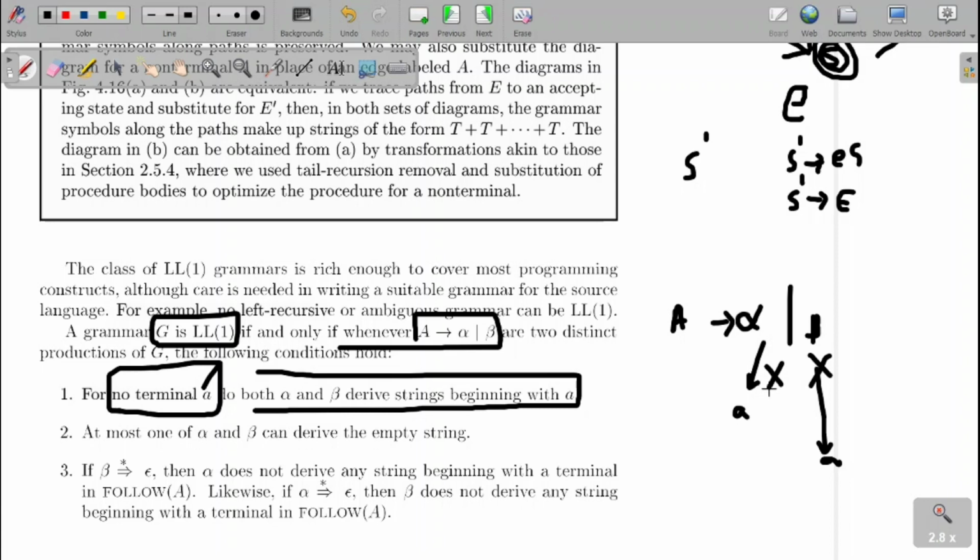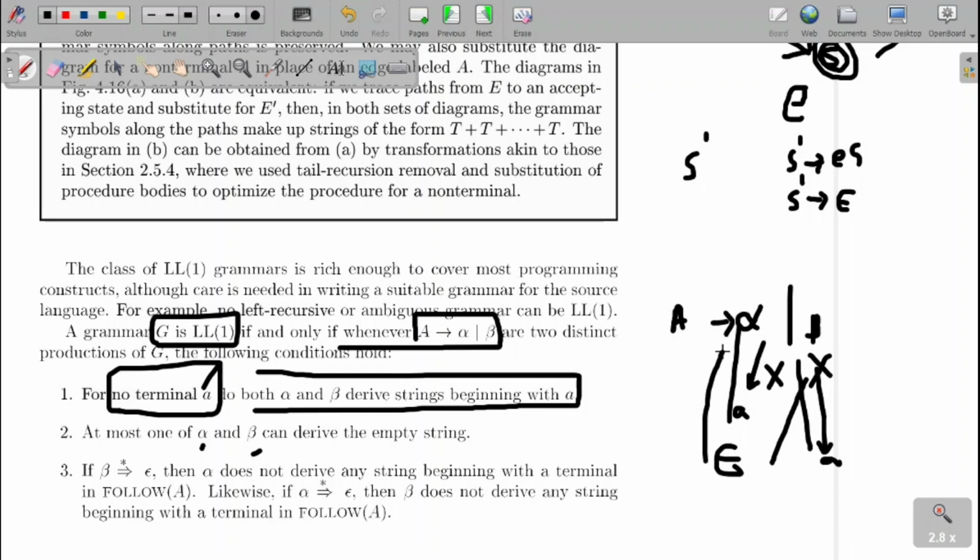Remember that. For the nonterminal A, if both alpha and beta derive the same thing, then the collision happens and we say that the grammar is not in LL(1). That is the first case. Second case: at most one of alpha or beta should derive the empty string, epsilon. If alpha derives epsilon, then beta should not derive epsilon. If beta derives epsilon, then alpha should not derive epsilon.